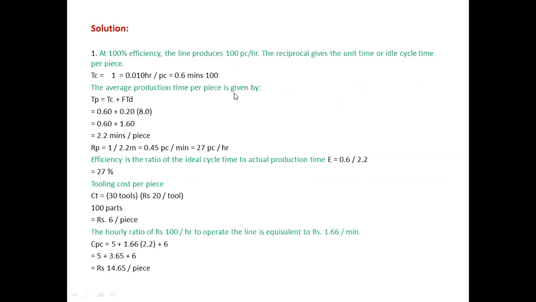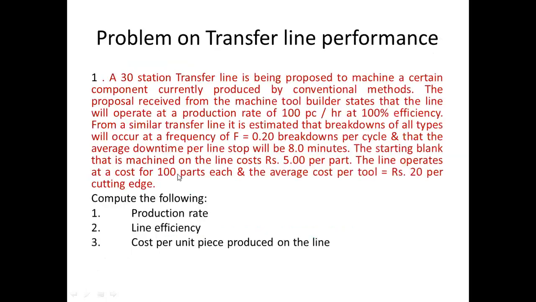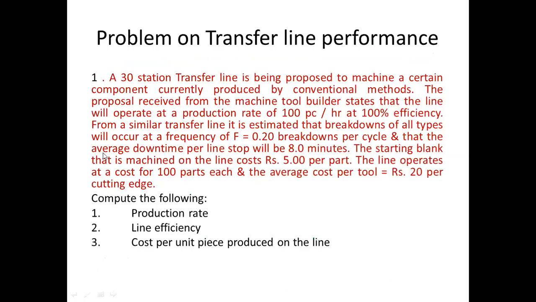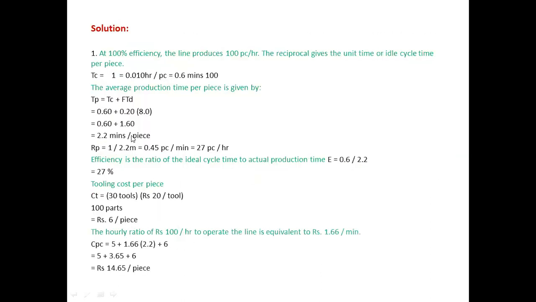So the average production time per piece can be calculated as TP equals TC plus F into TD. TC we have calculated as 0.6, and the frequency is given here as 0.2 breakdown per cycle. So therefore multiply by your TD. It means the downtime is also given here, 8 minutes, the average downtime per line stop. So you can calculate the average production time, which equals 2.2 minutes per piece.